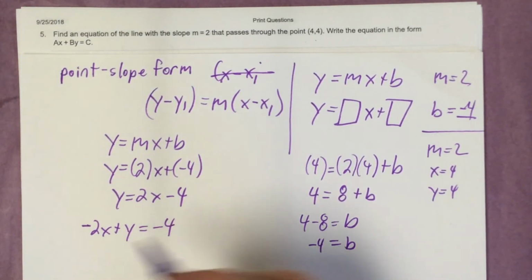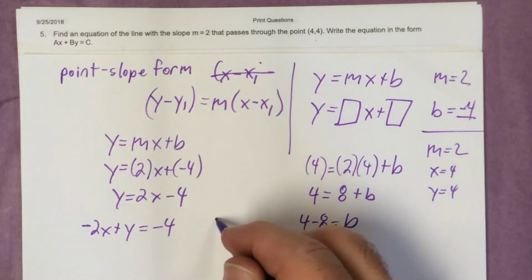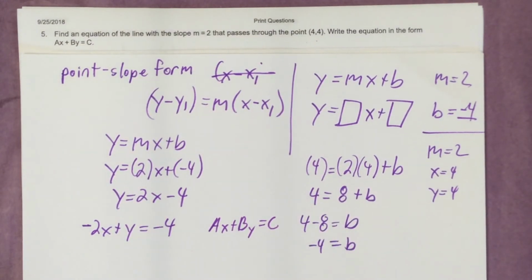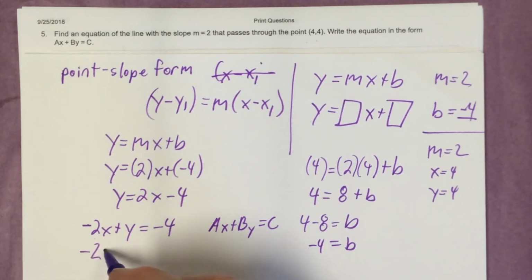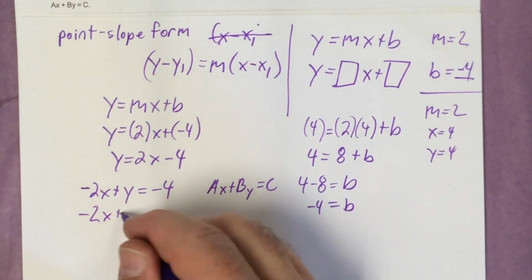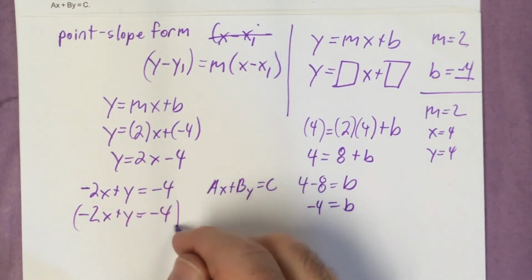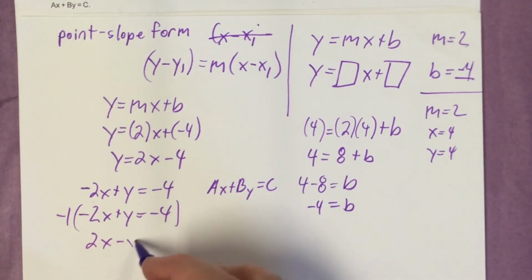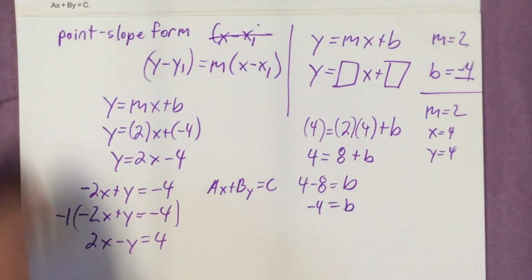Now, there's one other thing we have to consider. In the form ax plus by is equal to c, we have to have the a value positive. Because the a value is negative here, I need to multiply this through by negative 1. That causes all the signs to switch, so that I get 2x minus y is equal to 4.